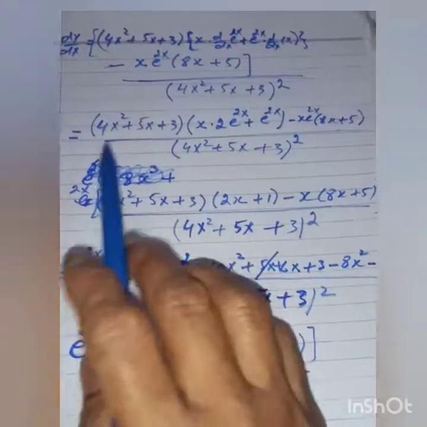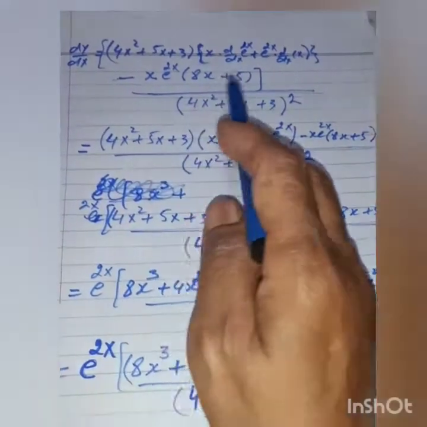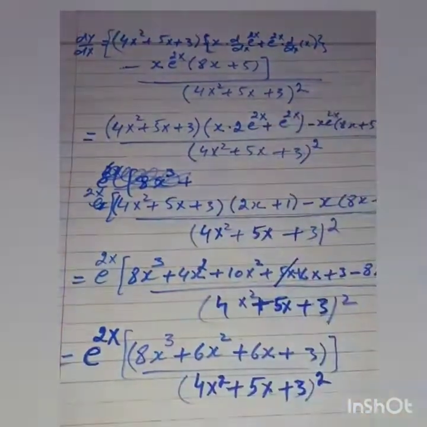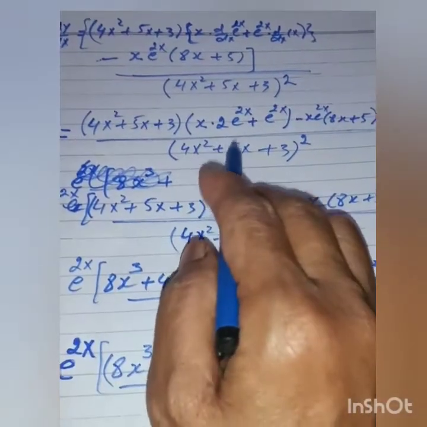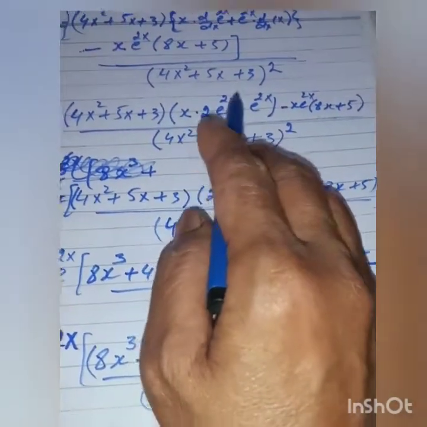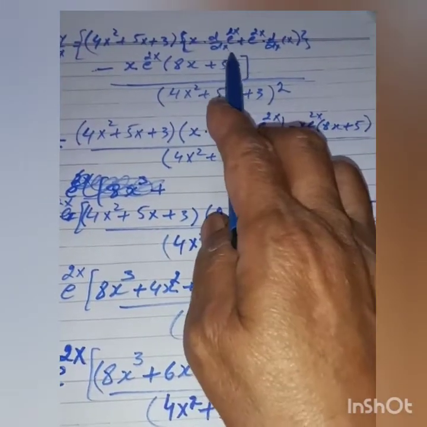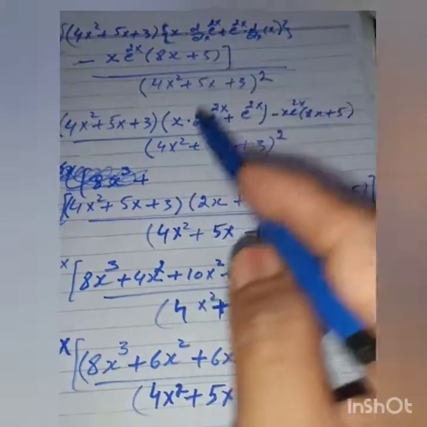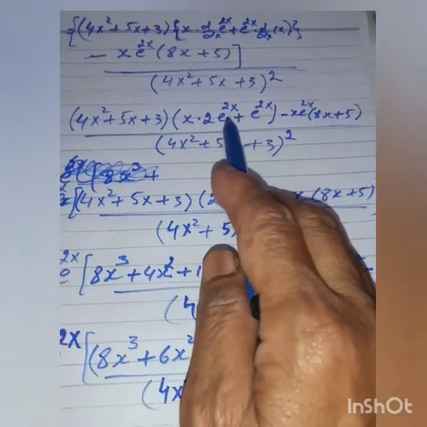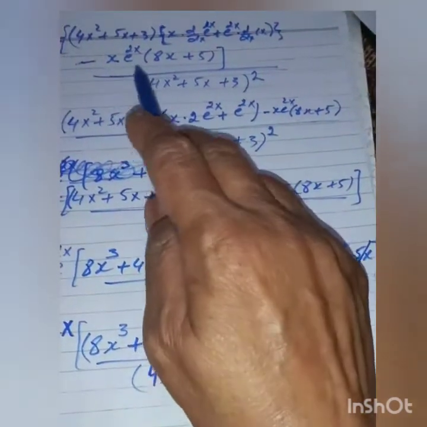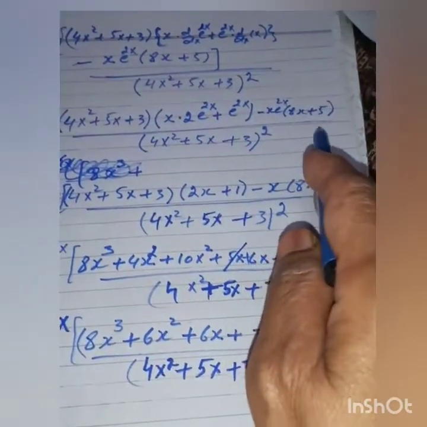and the denominator will be equal to 4x square plus 5x plus 3 whole square. So it will be 4x square plus 5x plus 3 into x into 2 times e to the power 2x plus e to the power 2x. Now the derivative of e to the power 2x will be equal to 2 times e to the power 2x, plus e to the power 2x, minus x into e to the power 2x into 8x plus 5.